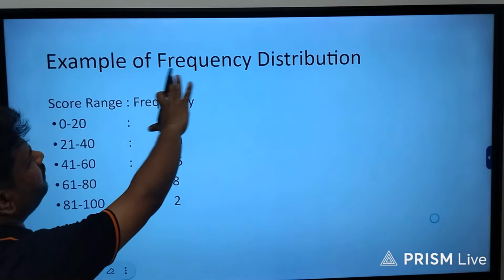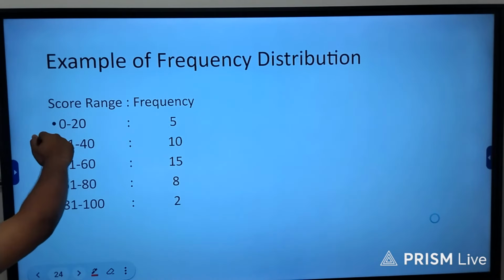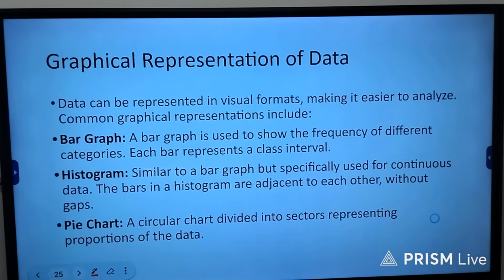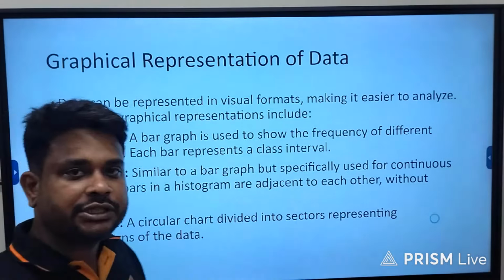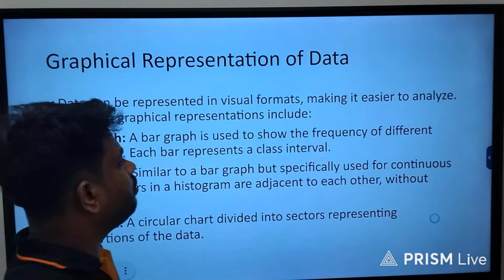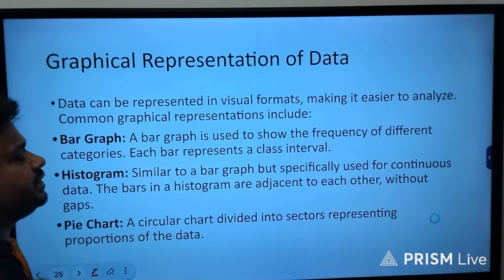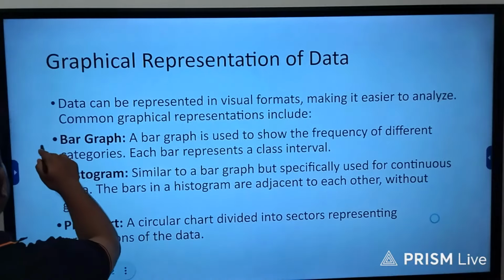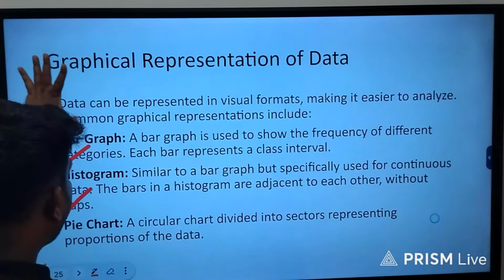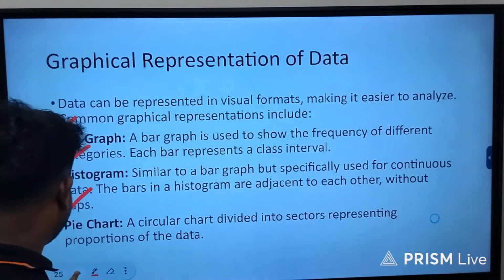So, an example of a frequency distribution, here it is. We have frequencies like this, and the next thing is graphical representation of data. Data can be represented in visual formats, making it easier to analyze. Common graphical representations include the bar graph, histogram and pie chart. We will discuss all of them in this class, obviously.